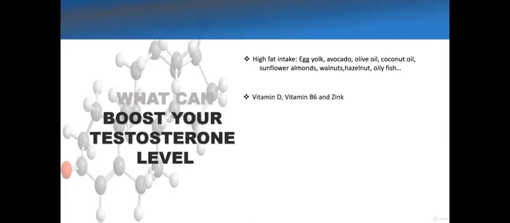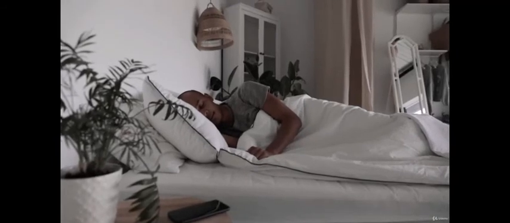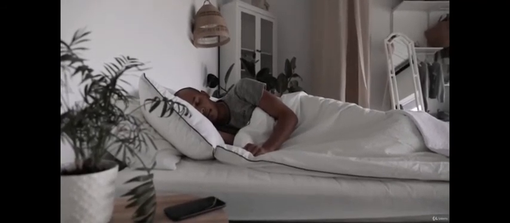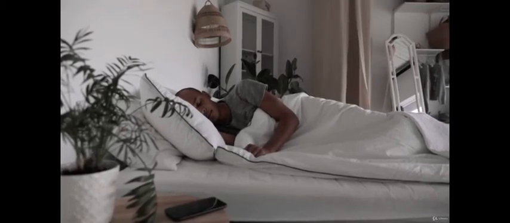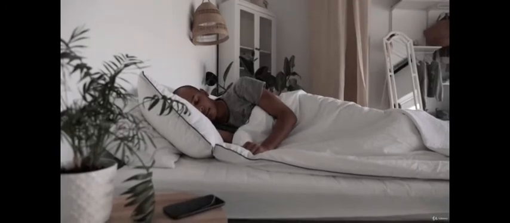Studies have shown the benefits of vitamin D, vitamin B6, and zinc in increasing testosterone level. Sleep is very important for testosterone production. A lack of sleep or poor quality sleep will result in a drop in testosterone levels. So make sure you have enough hours of sleep to suit your needs and maintain quality, restful sleep.